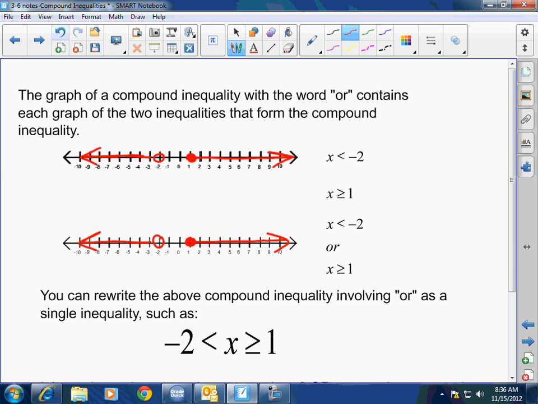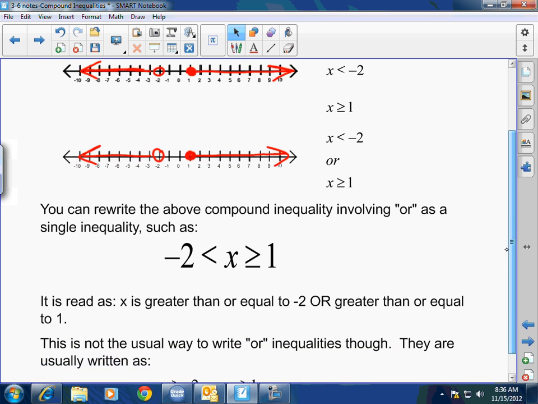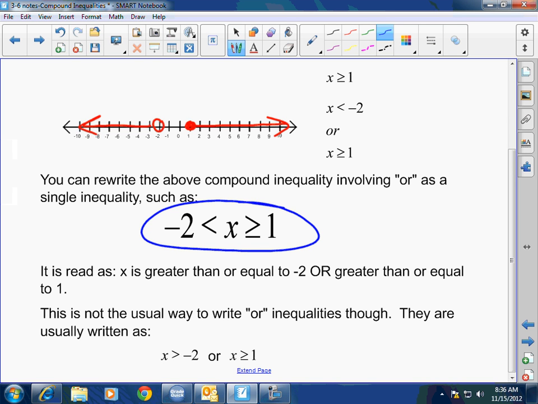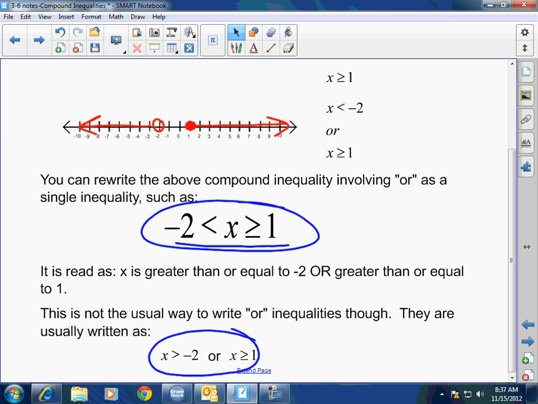Now, you can rewrite the above compound inequality involving or as a single inequality, such as, look at the way the x is. X is greater than negative 2, but it's also greater than or equal to 1. Very rarely do you see an or equation in this format. You can, though. I don't want you to think that every time it's in this format, it's an and, because it's not. It really depends. But usually they show it like this at the bottom. Usually. But I want to show you both just in case, to be prepared.